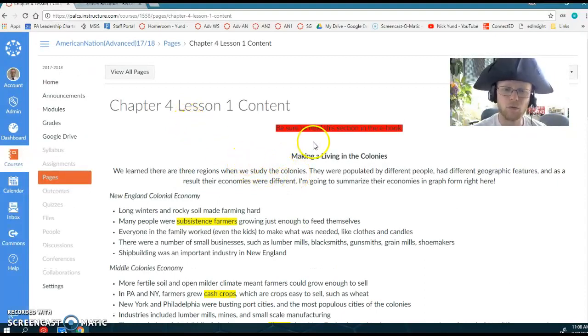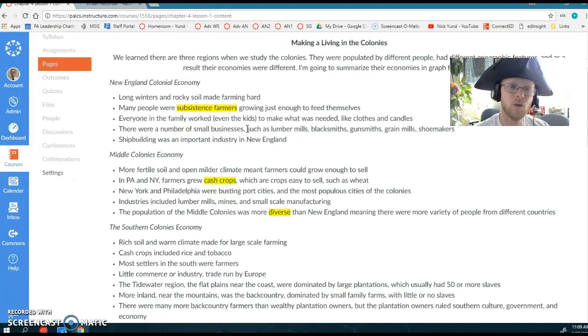So we learned that there are three regions when we study the colonies. They were populated by different people, they had different geographic features, and as a result, their economies were different. I'm going to summarize their economies in a nice graph form right here. We've got the New England colonial economy. So we're thinking like Massachusetts, Rhode Island, Connecticut, places like that.